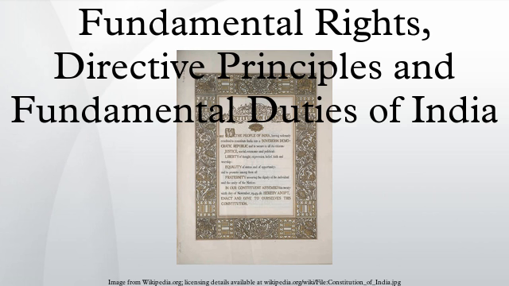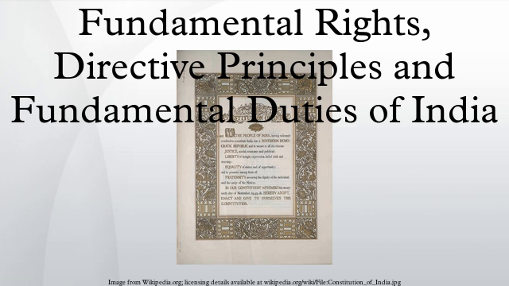Cultural and educational rights. The cultural and educational rights, given in Articles 29 and 30, are measures to protect the rights of cultural, linguistic and religious minorities, by enabling them to conserve their heritage and protecting them against discrimination.